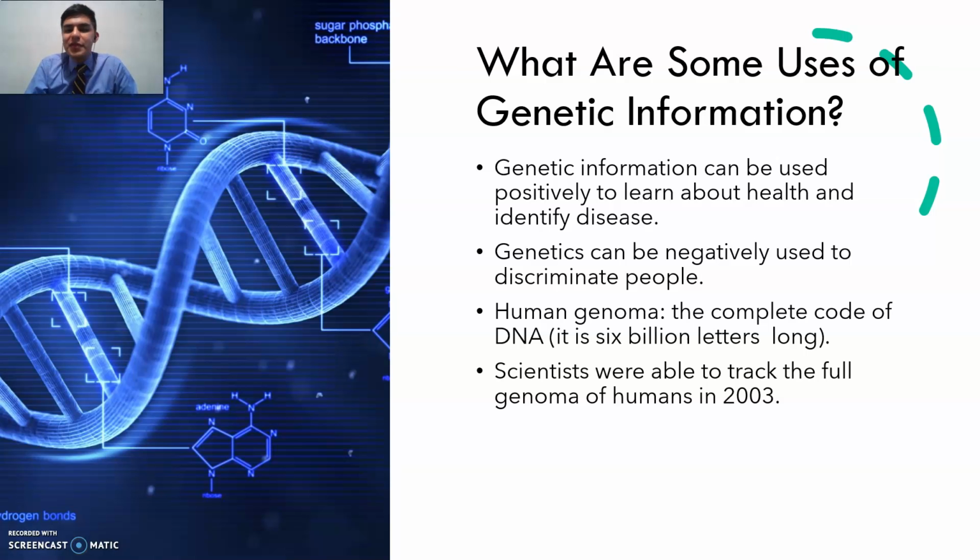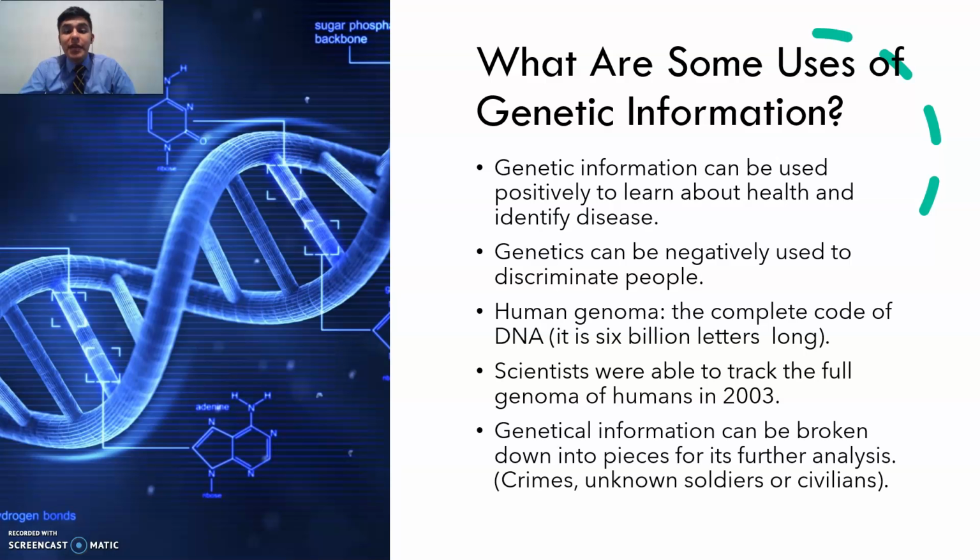So a couple of scientists were working on coding and finding the order and pattern that human DNA will follow. And they were able to do it in 2003. Genetic information can be broken down into pieces for further analysis, for crimes, unknown soldiers, or civilians.